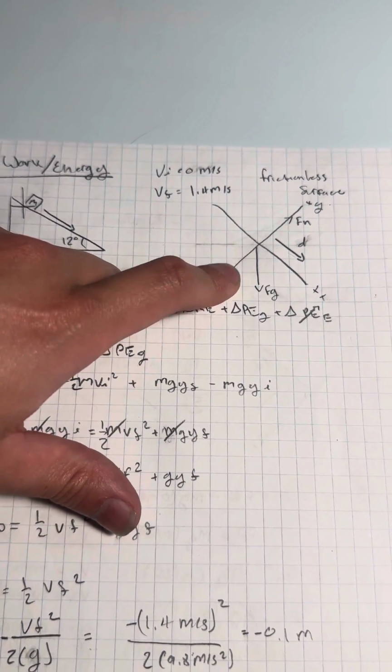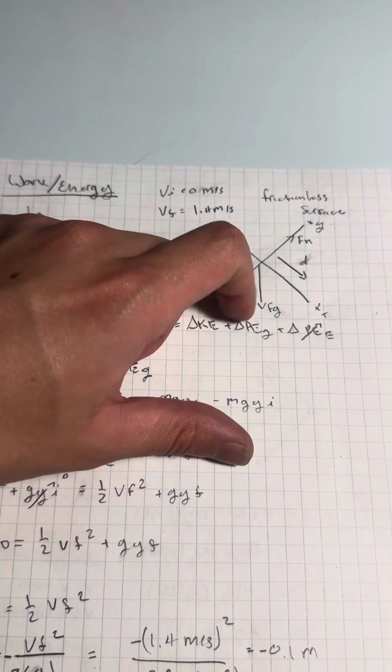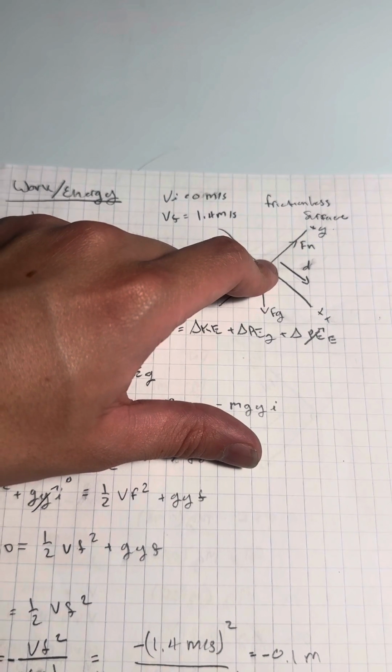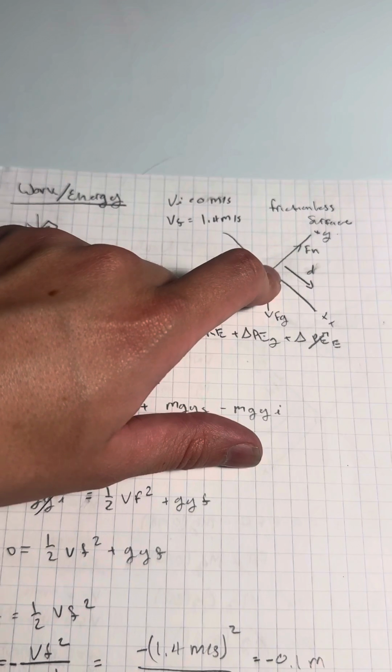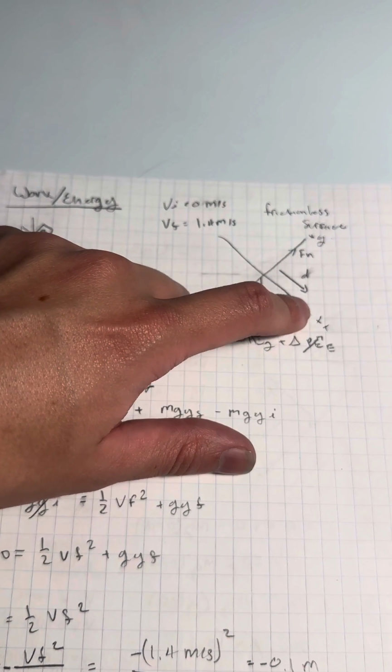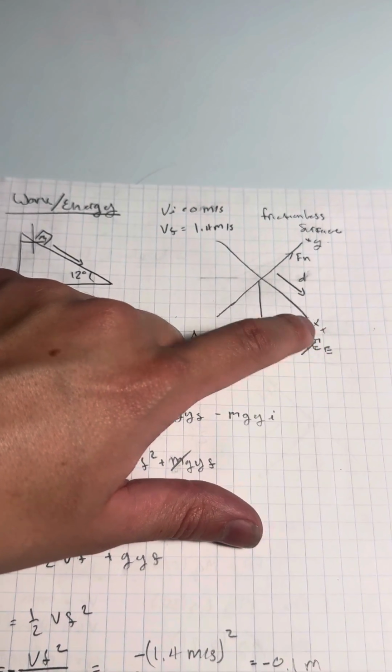We will use an incline with the force of gravity going down, the normal force going perpendicular to the surface, and the direction of motion is to the right.